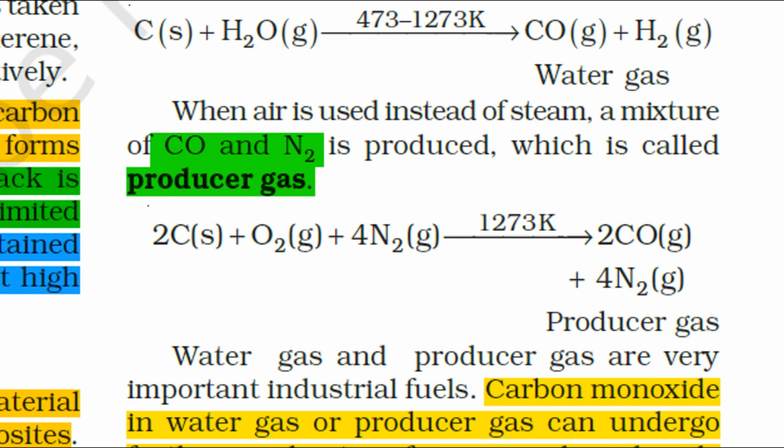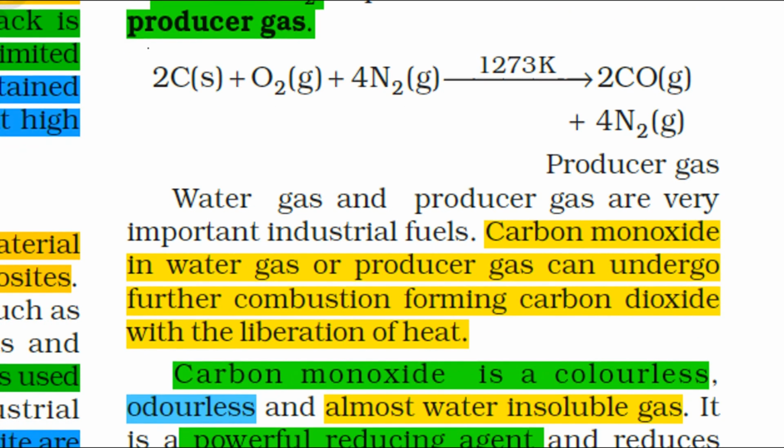Next, when air is used instead of steam, a mixture of carbon monoxide and nitrogen is produced, which is called producer gas. You can see that here also. 2 carbon plus oxygen plus 4 nitrogen gives rise to 2 carbon monoxide plus 4 nitrogen, which is together called as producer gas, and the temperature is 1273 Kelvin. There is only one thing to notice. For production of producer gas, more temperature is required than for the production of water gas. You can see in the reactions also.